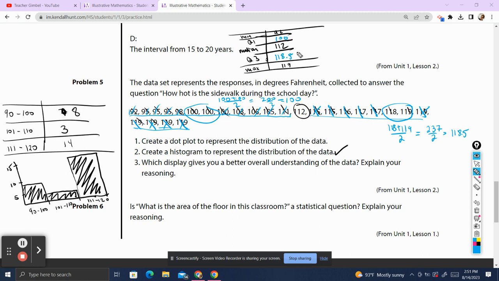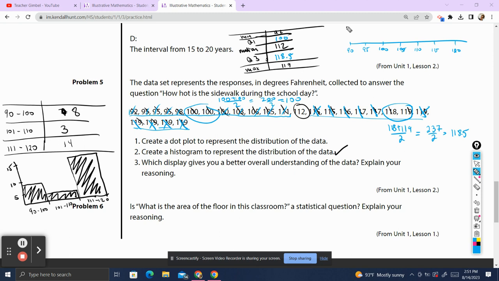We're going to make our number line. Now I'm starting at 92. I'm going up to 119. So I'm just going to count by fives. 90, 95, 100, 105. Now it's important to make the number line before you make the box plot, because then our values are aligned properly.